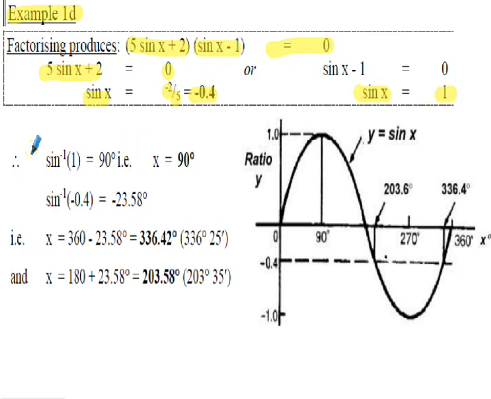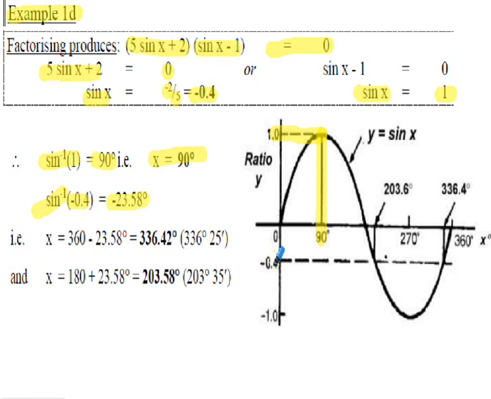Looking at the solutions, sine to the minus 1, or arc sine, of the ratio 1 will give me 90 degrees, so x is 90 degrees. On my curve, for the ratio of 1 I get a value of 90 degrees. And taking sine to the minus 1 of minus 0.4, the negative ratio, I get minus 23.58 degrees.